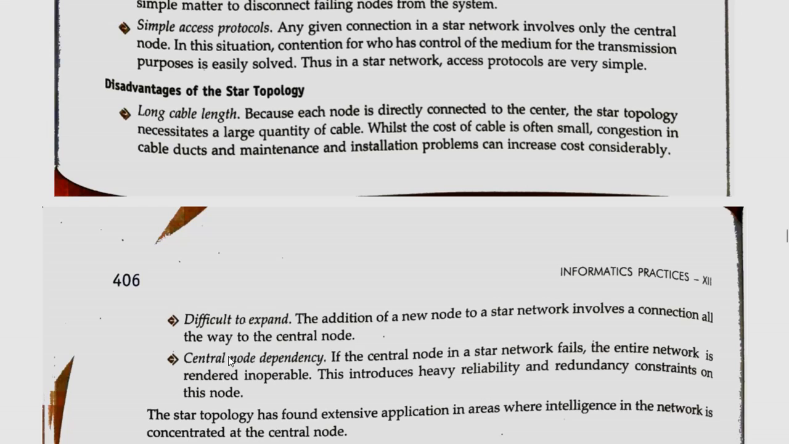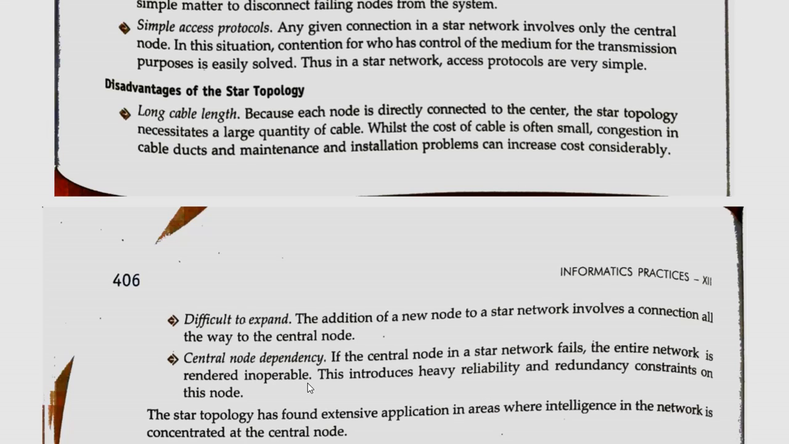Okay, central node dependency. Obviously everything is handled by the central node, so it is a system too dependent on the central node. If the central node in the star network fails, the entire network is rendered inoperable. Obviously if the central node fails, all the accessing of the data is going to stop. Okay, so the system cannot be resumed until the central node is connected again.